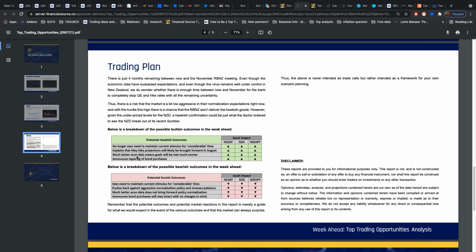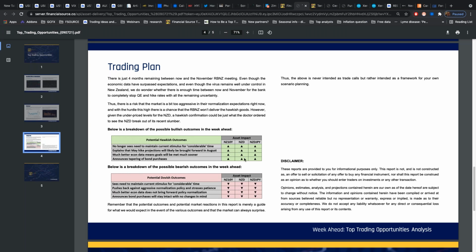If they say we've had much better economic data, meaning goals will be met much sooner, so business confidence is high, the inflation is high for households, the GDP is high, that will be strength for the New Zealand dollar. And if they announce tapering of bond purchases, look for New Zealand dollar strength.